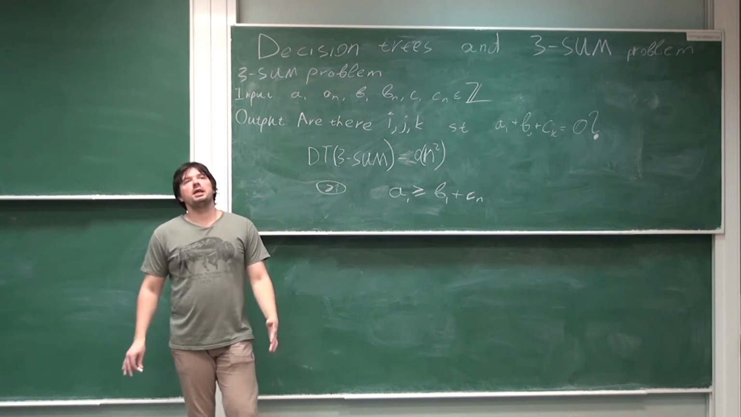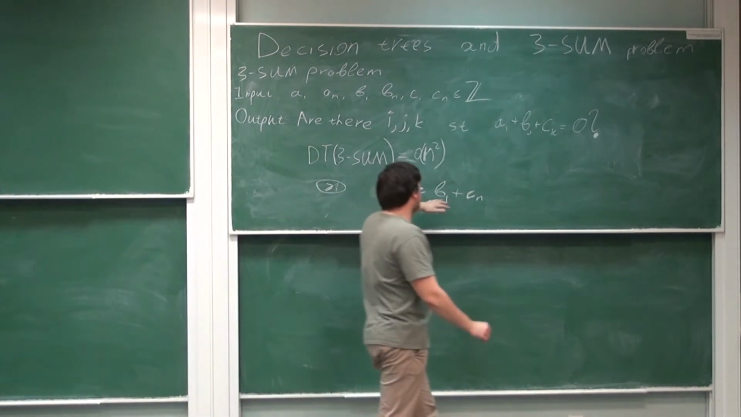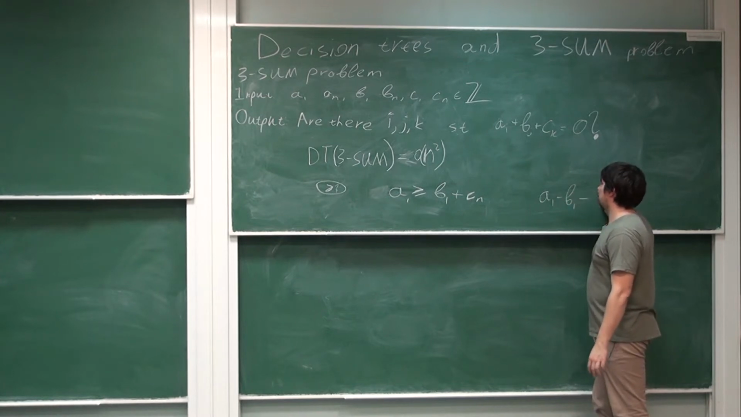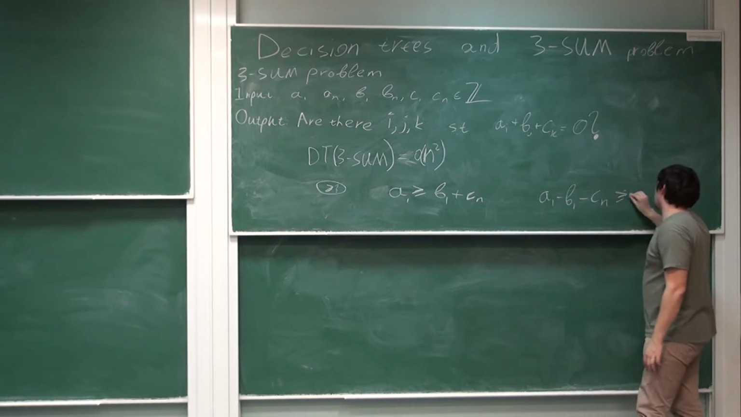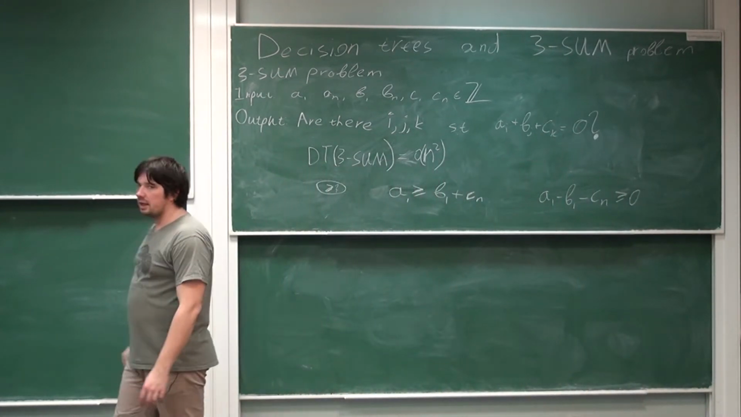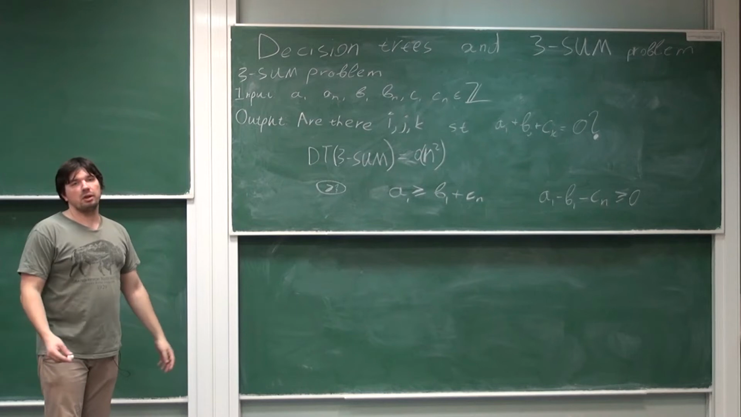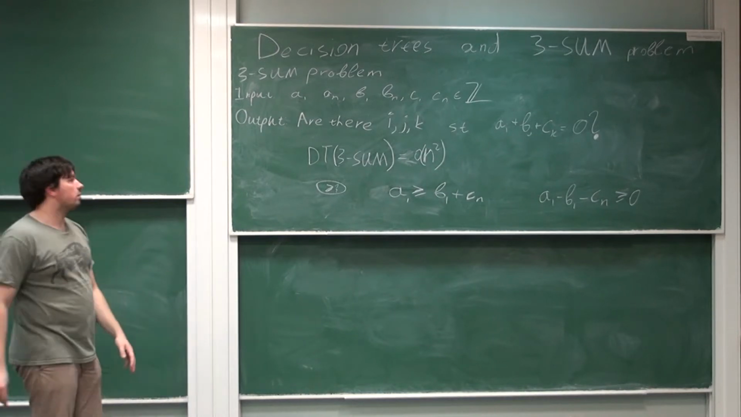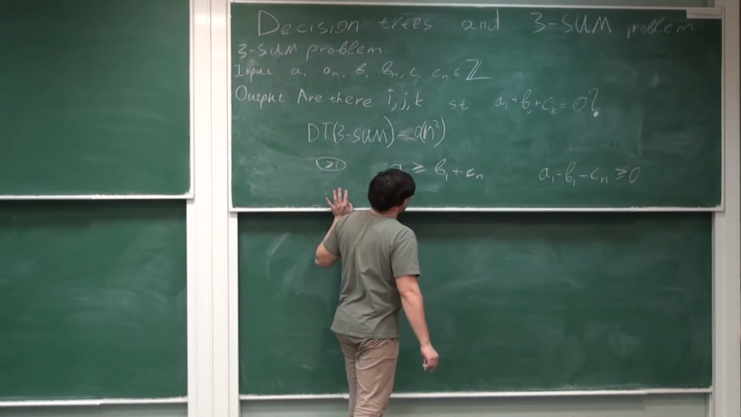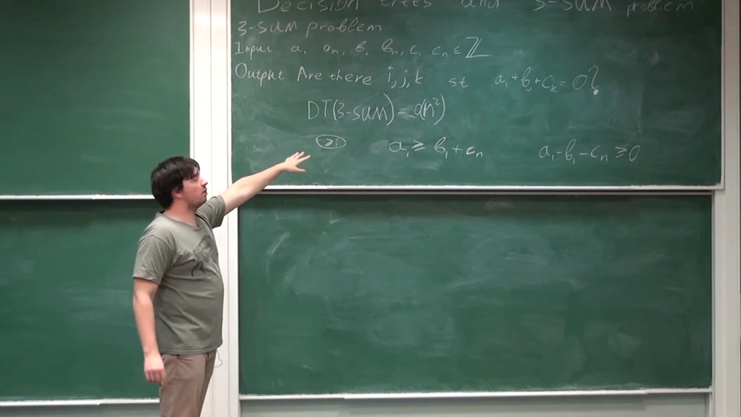Another way to put it is, I can state this as a1 minus b1 minus cn greater or equal to 0. This way we can define my question as, is this linear combination of numbers from the input greater or equal to 0? All right. So I want a complexity of n squared.